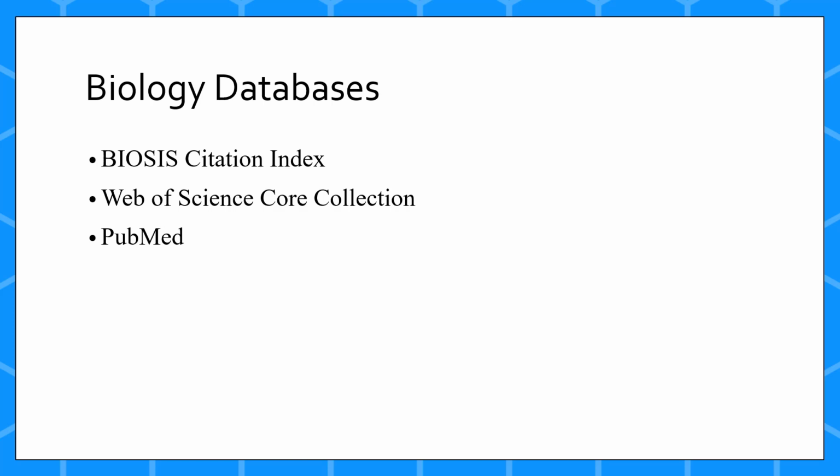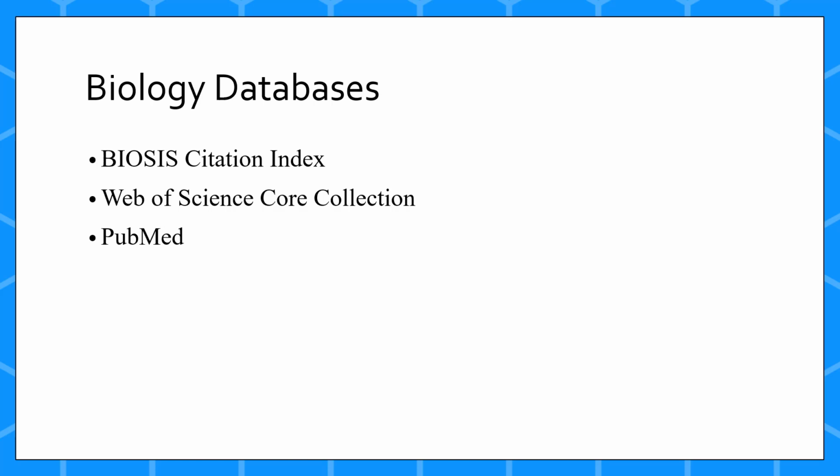BIOSIS Citation Index will cover all aspects of the biological sciences. Web of Science Core Collection contains prominent research from all branches of science, as well as social sciences and humanities, so will give you a more interdisciplinary reach. BIOSIS is on the Web of Science platform, so they look and function similarly.